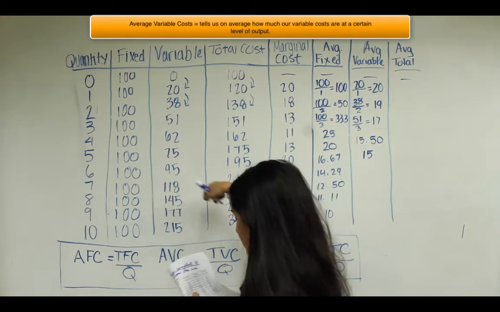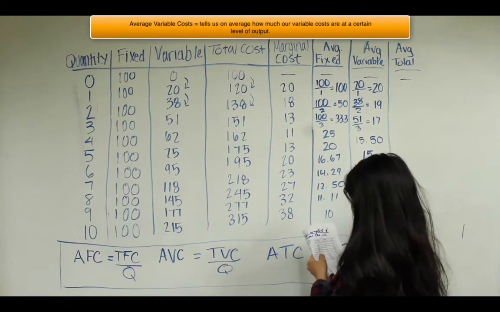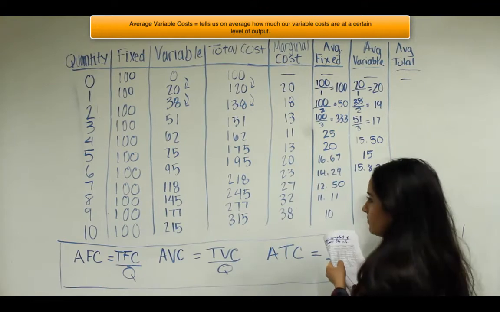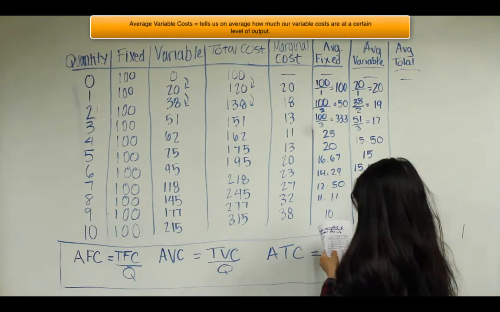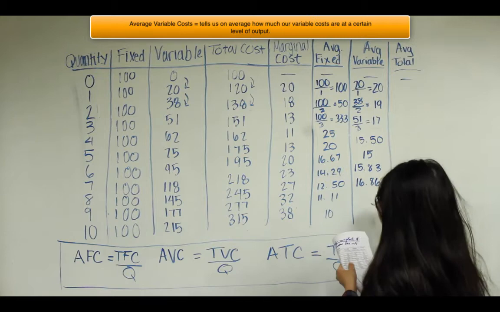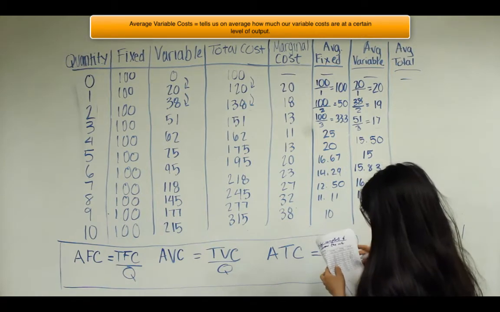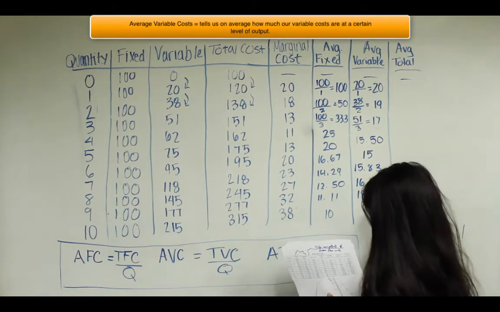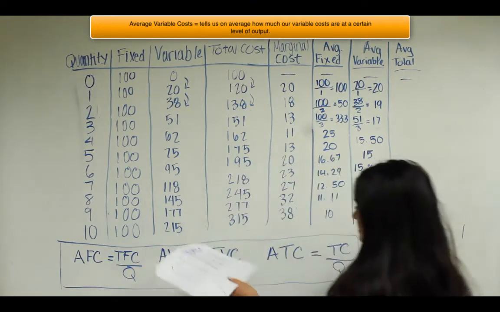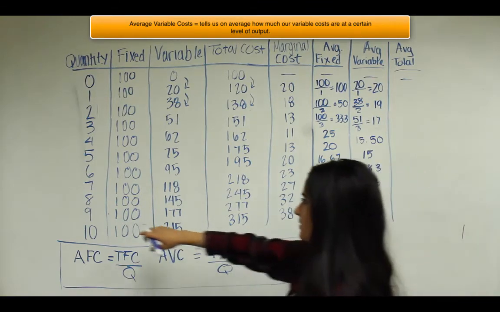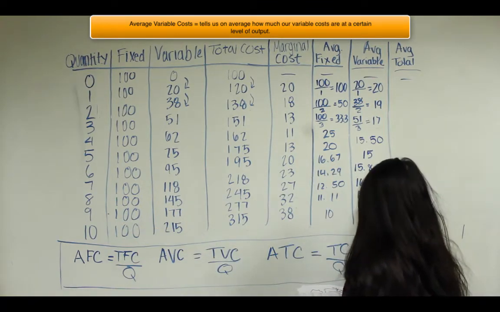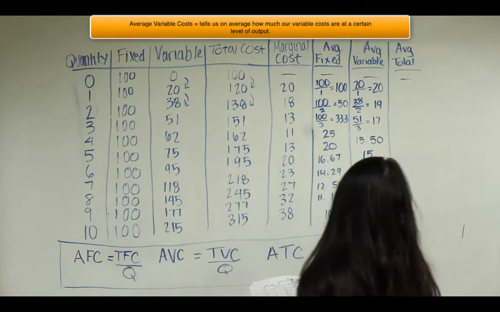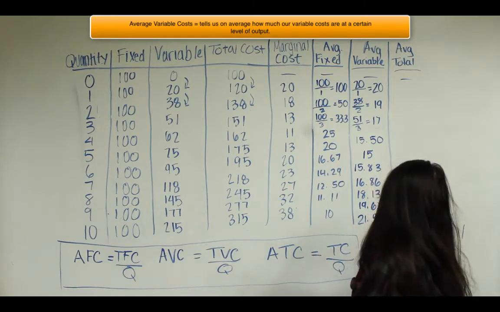Then you take 95 divided by 6, which is 15.83. Then 118 divided by 7, which is 16.86. Then you just keep going, and it's 18.13. For 9, you take 177 divided by 9, and you get 19.67. And then finally, you take 215 divided by 10, and you get 21.50.